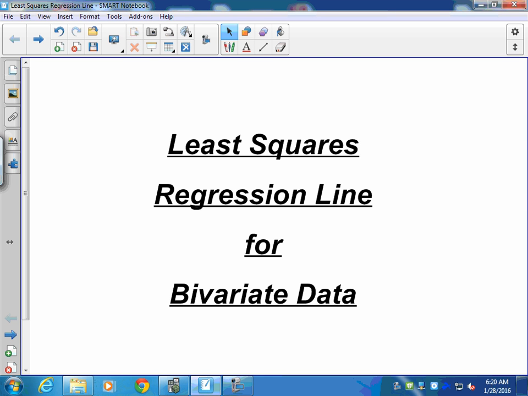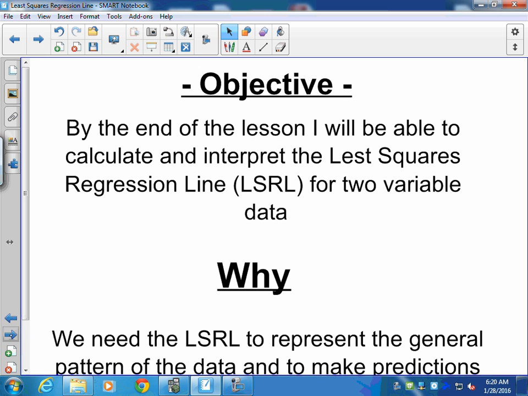Hello and welcome to today's lesson: least squares regression line for bivariate, or two variable, data. Our objective for today: by the end of the lesson, I will be able to calculate and interpret the least squares regression line for two variable data.